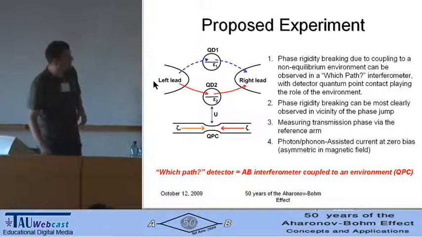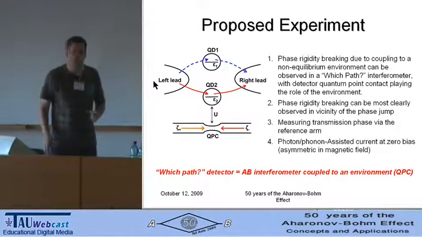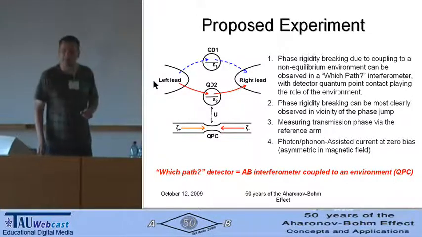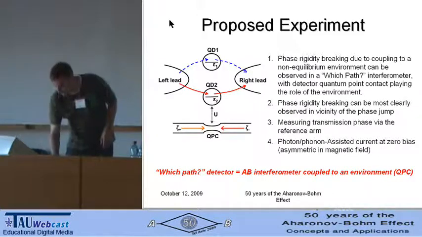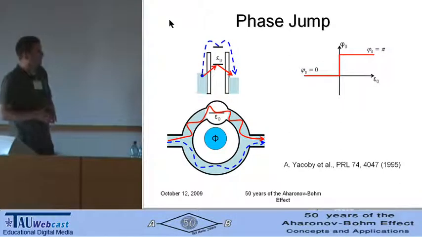And finally, there is an interesting photon-assisted current which flows between the interferometer leads even when the bias between left lead and right lead is 0, right? So this is the summary of what I'm going to talk about. First of all, phase jump. I'd like to remind you what it is.